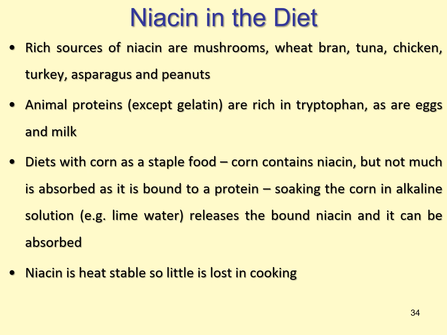So in diets with corn as a staple food, corn contains niacin but not much is absorbed as it is bound to protein. Soaking the corn in alkaline solution, meaning lime water for example, releases the bound niacin and it can be absorbed. Therefore, niacin is heat stable, so little is lost in cooking. What makes this vitamin notable is that it is thermostable, so heat cannot easily break the niacin.